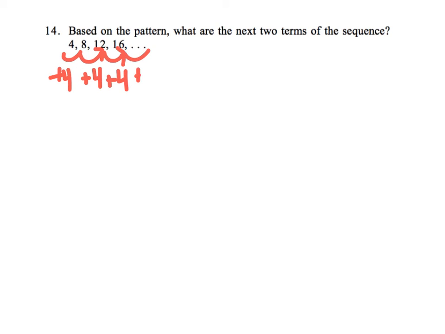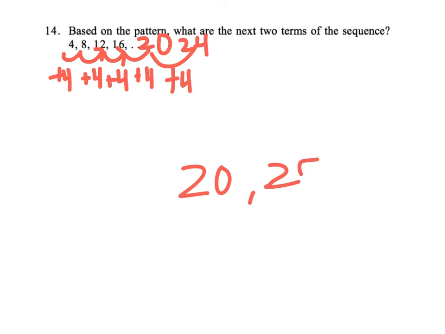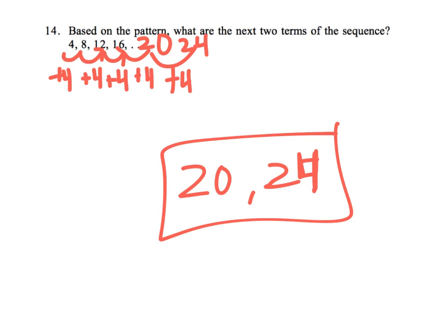So we're going to add 4 to get us to 20. And then we'd add 4 to get us to 24. So your answer should be 20, 24. Ooh, I almost made 25, 24. And those are my answers.